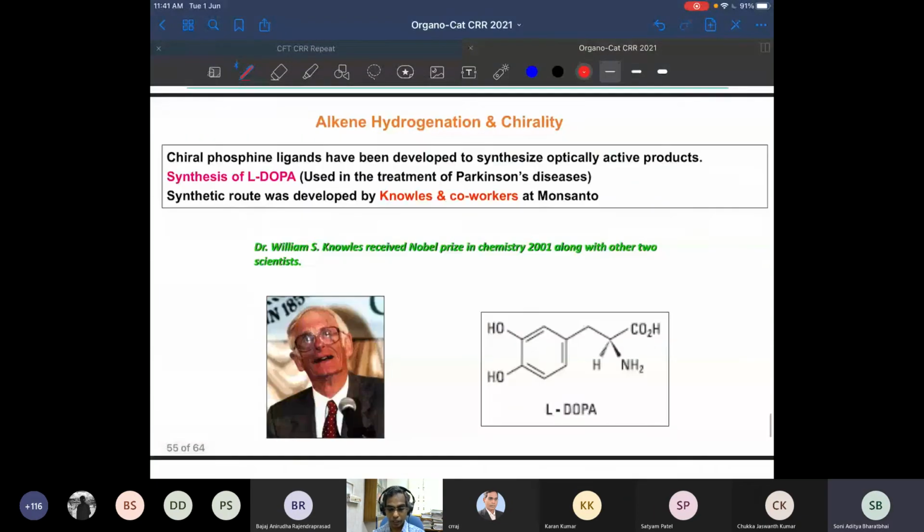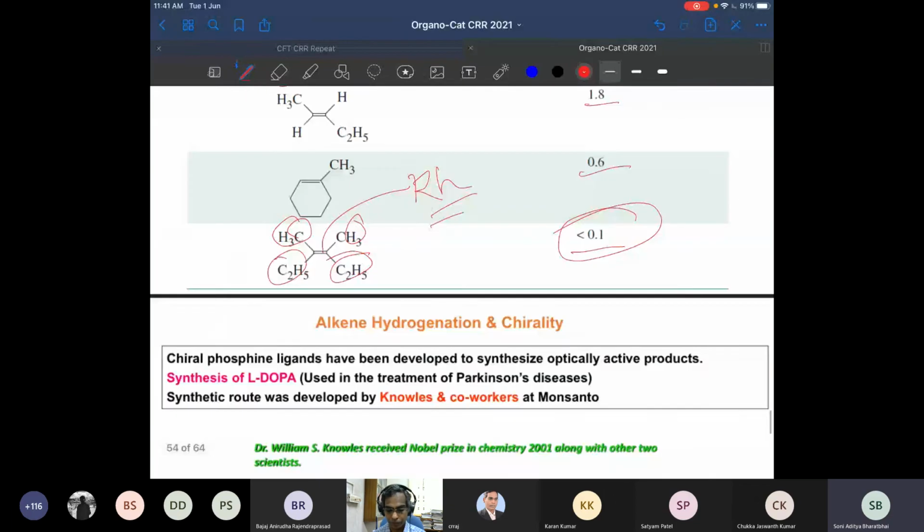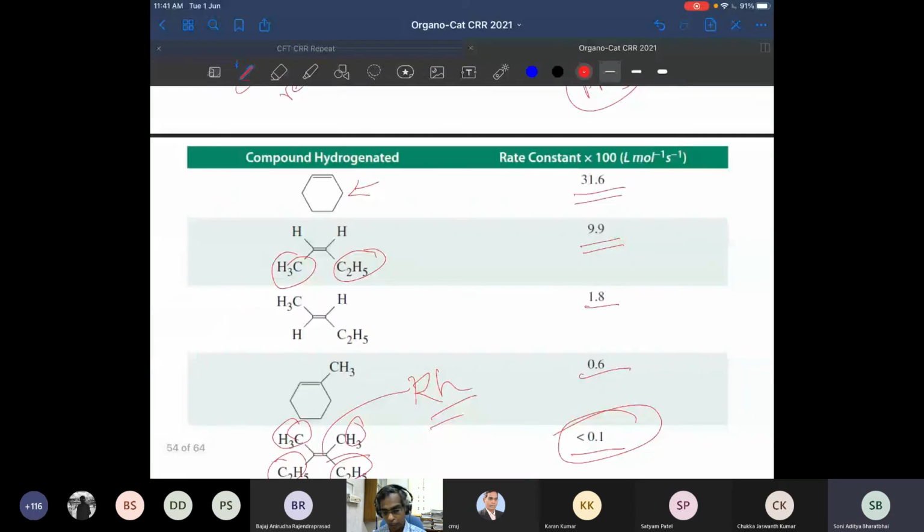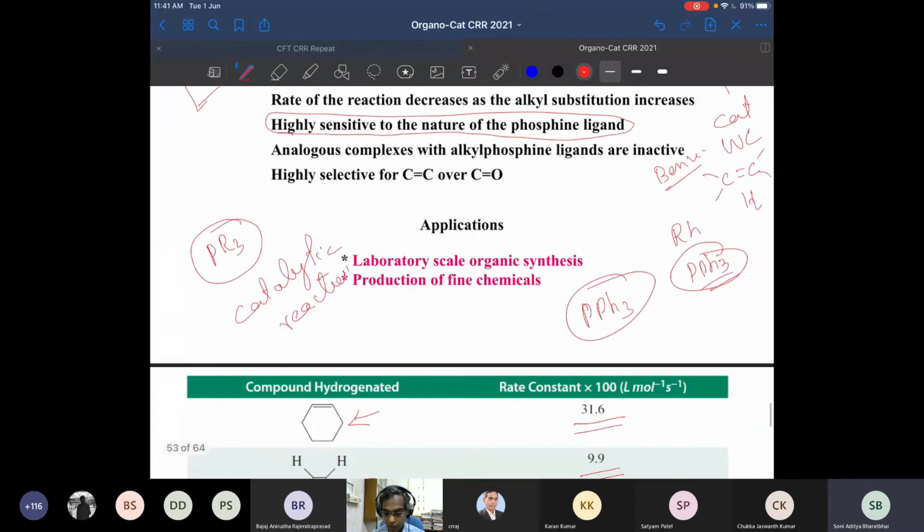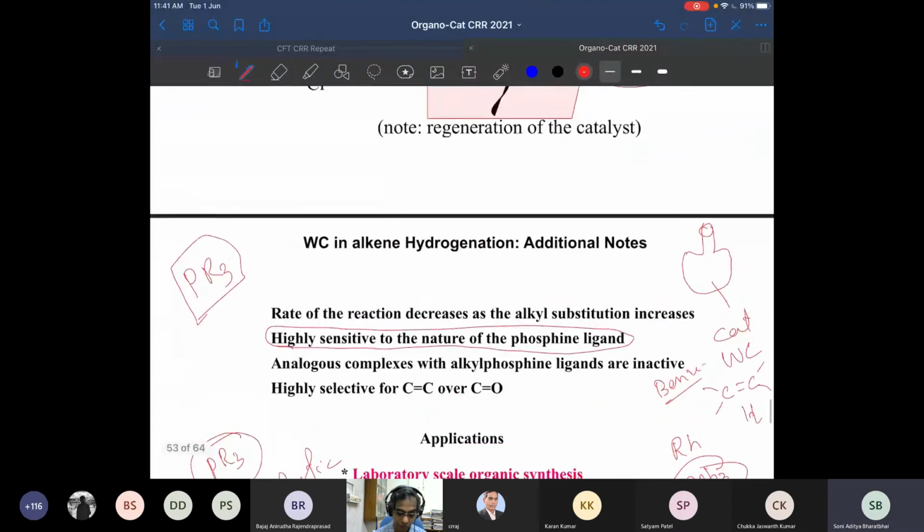Okay. So here comes the question: what do we mean by the nature of the phosphine ligand? That's what I have explained. This is the nature of the alkene. For the phosphine ligand, I already explained.